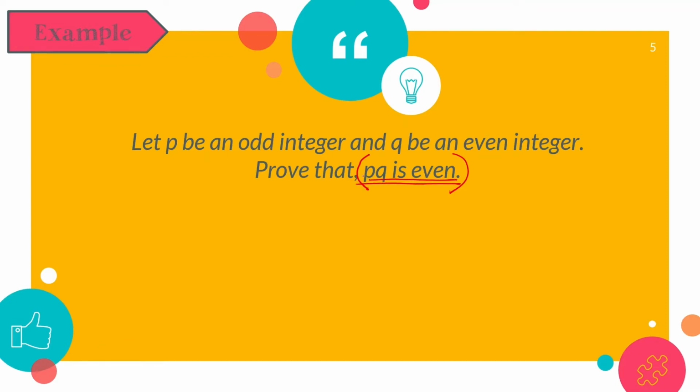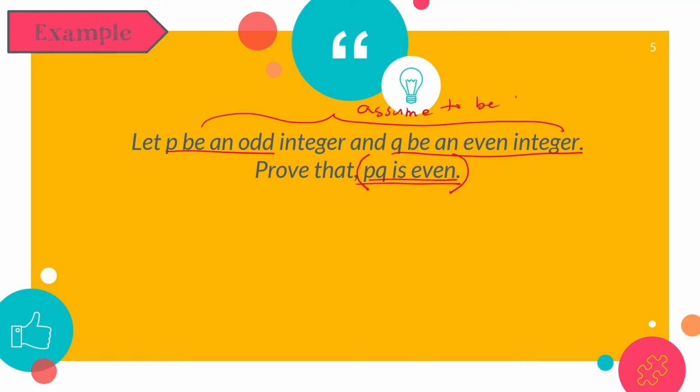So if you want to prove that PQ is even, you need to find the P and the Q in the sentence. So what is P and Q? P be an odd integer and Q be an even integer. This statement you will assume to be true.